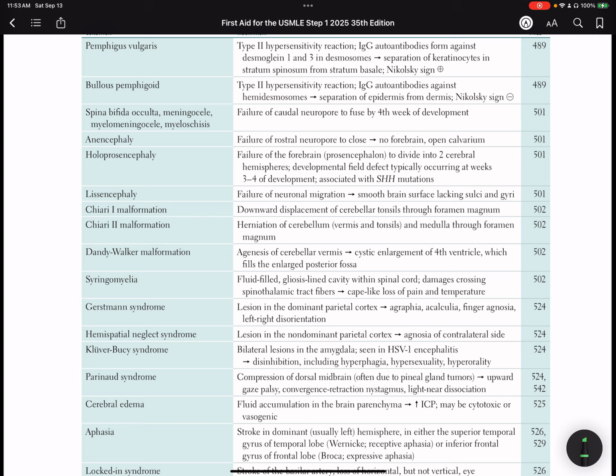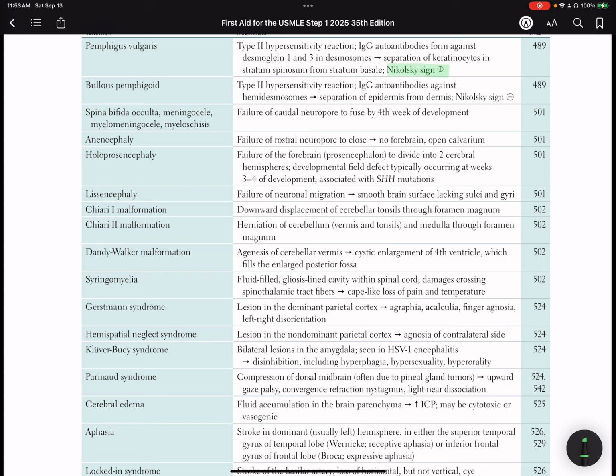Pemphigus vulgaris is a type 2 hypersensitivity reaction. IgG autoantibodies form against desmoglein 1 and 3 in desmosomes. This leads to separation of keratinocytes in stratum spinosum from stratum basale, and you see a positive Nikolsky sign.